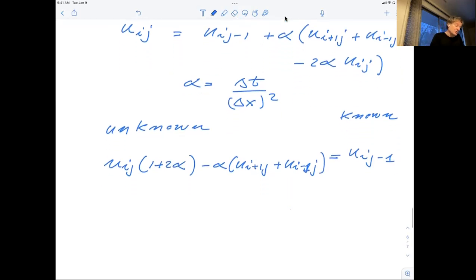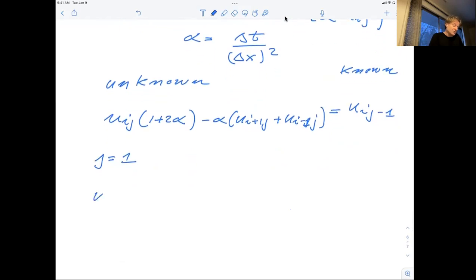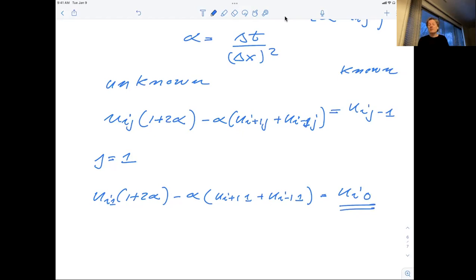And now you can see that this algorithm, if we start at j equal to 1, what we have then is just (1 plus 2 alpha) u of i of 1 minus alpha times u of i plus 1 of 1 plus u of i minus 1 of 1, and this is equal to u of i of 0. And this quantity which you have here is a known quantity. This is given by the boundary conditions and the initial conditions.